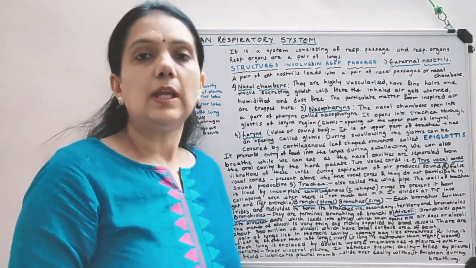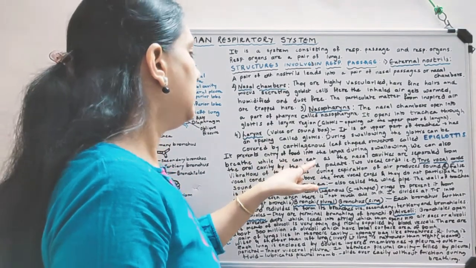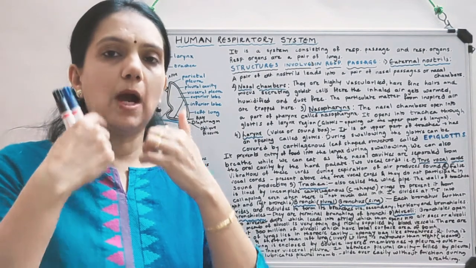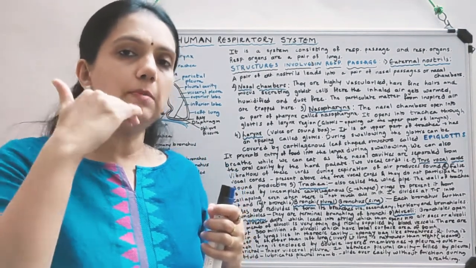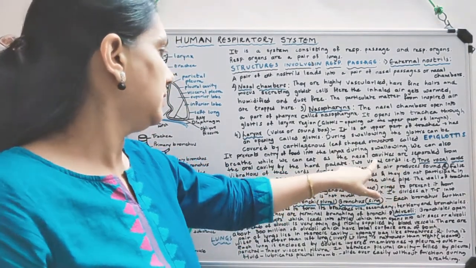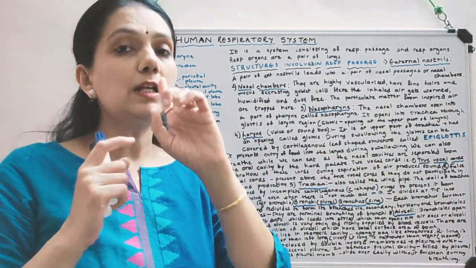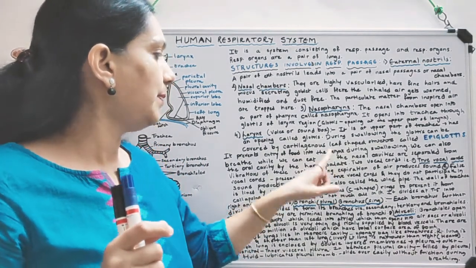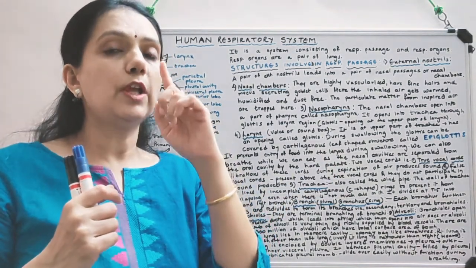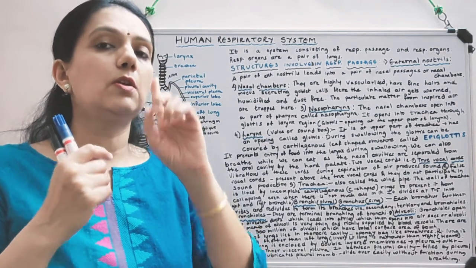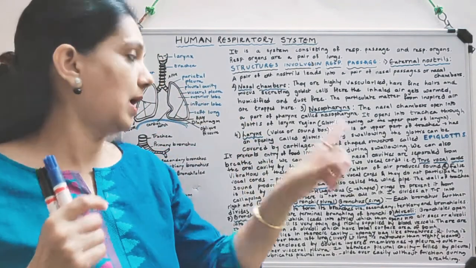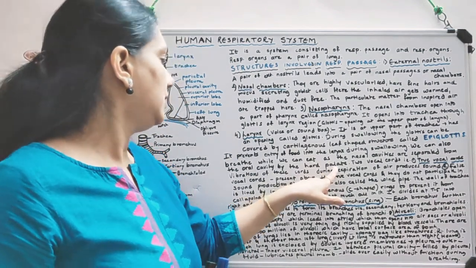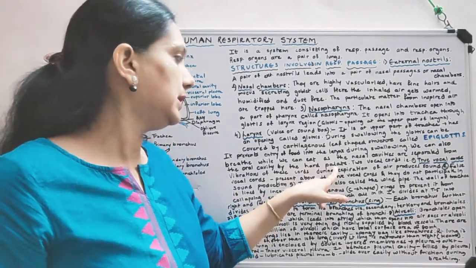And another thing, we can breathe while we are eating. Why? Because the nasal cavities and the mouth cavity are separated by the hard palate. The hard palate means the roof of your mouth. You can touch your tongue, fold it, roll it and touch the roof. That hard part is the hard palate. So that is the reason why you can breathe and eat at the same time.